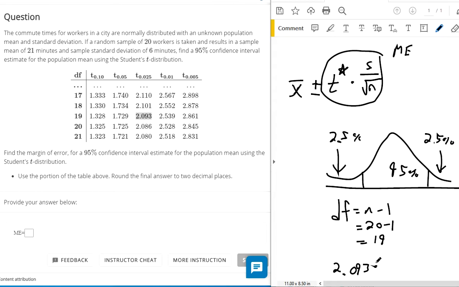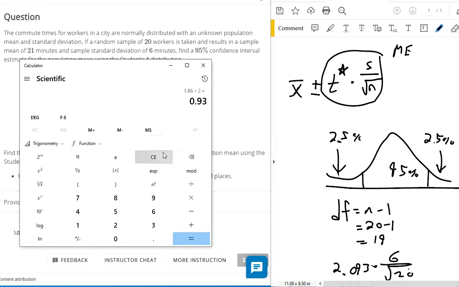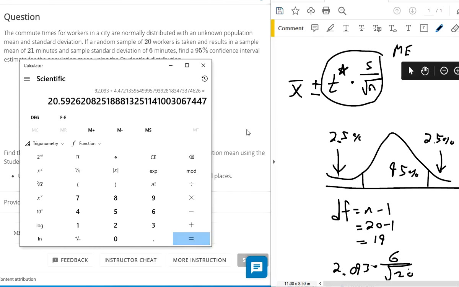Then we have a standard deviation of 6 minutes and a sample size of 20. So all I have to do to find the margin of error is finish crunching those numbers. You could simplify however you like. I'm going to do the square root of 20 first. I'm going to copy that to my clipboard, then do 6 divided by the pasted value, and then multiply by 2.093. So I get 20.59 for a confidence interval, which is pretty big.